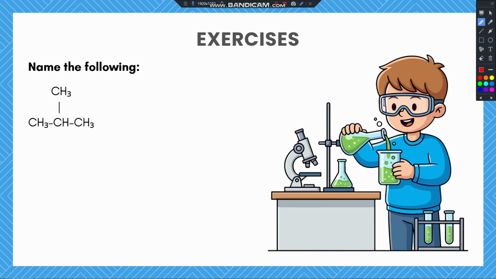Hello and welcome to this video where we get to see the solutions to the exercises that were given in the previous lesson for naming branched alkanes. So without wasting time, let's go into the solutions. We have this structure on the screen right now.